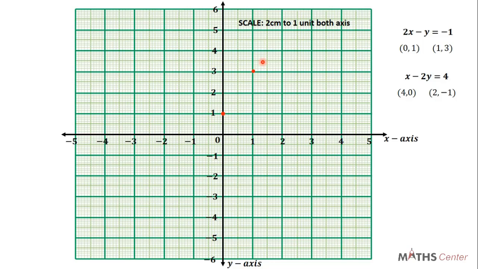So with these 2 points, I can draw a straight line. So you draw a straight line joining them. And the name of this line is the line 2x minus y is equal to minus 1. So that is the first one.